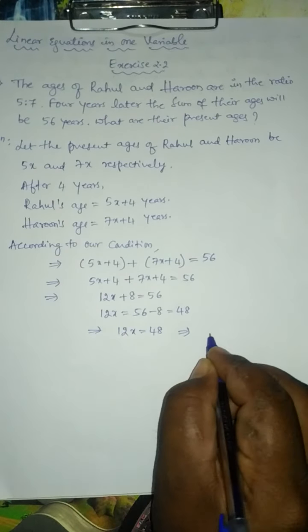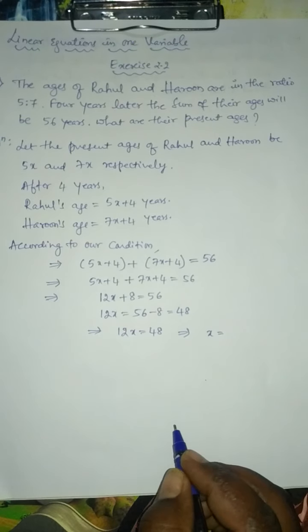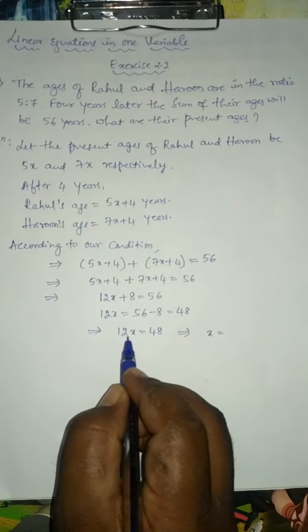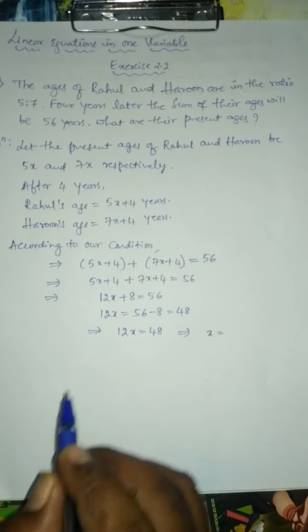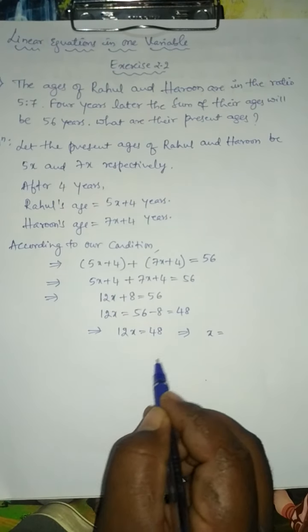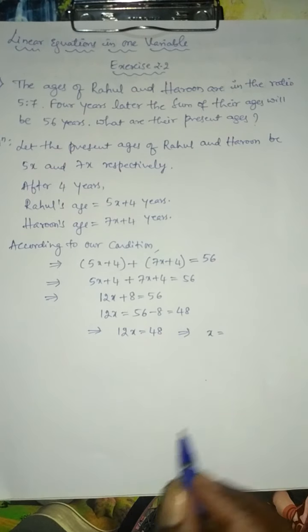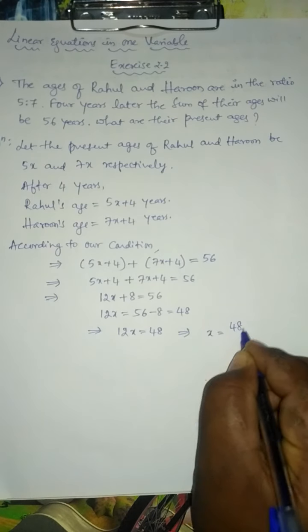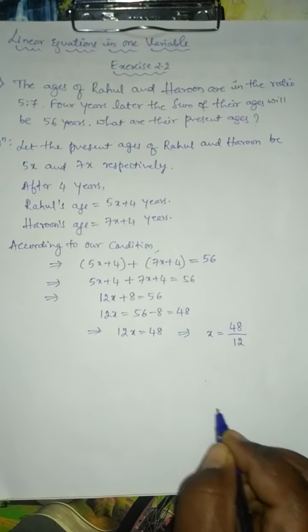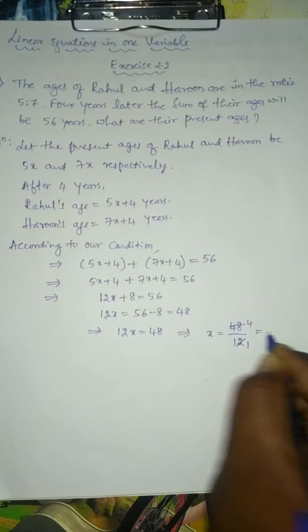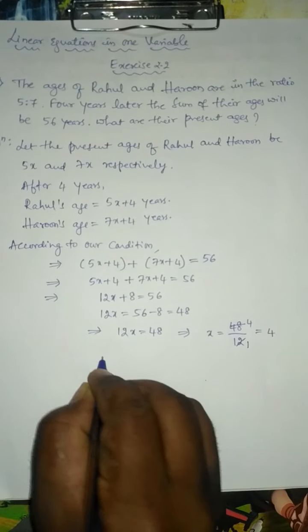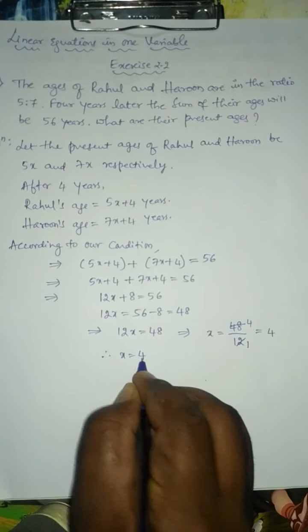So we have to find the value of x. How to express this? Here along with x, 12 is in multiplication form. If you transpose it to the RHS, it will divide. So 48 divided by 12. We have to simplify. 12 ones are 12, 12 fours are 48. So this is equal to 4. Therefore x is equal to 4.